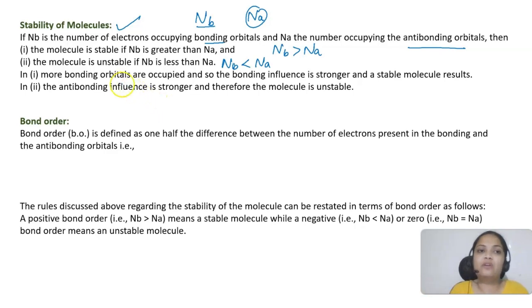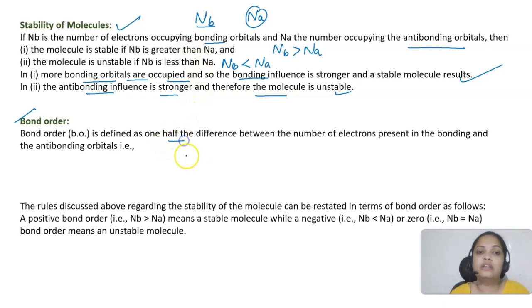Why is it happening? Because if more bonding orbitals are occupied, bonding influence is stronger, and bonding molecular orbitals are stable, so that's why it results in a stable molecule. But if more electrons are in anti-bonding molecular orbitals, the anti-bonding influence will be stronger and the molecule would be unstable. Okay, so if they are asking you about the stability of a molecule, you have to use these two results.